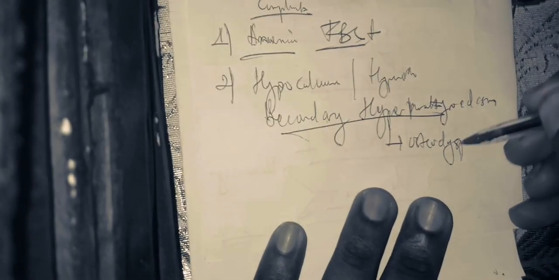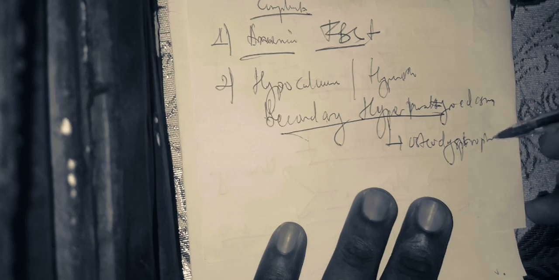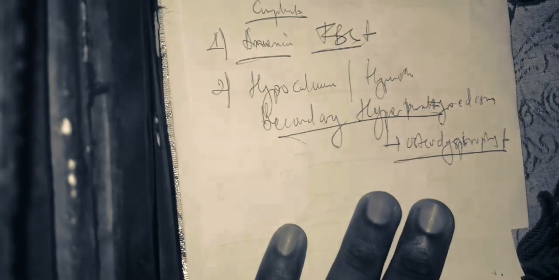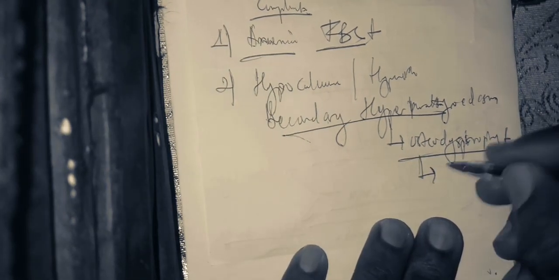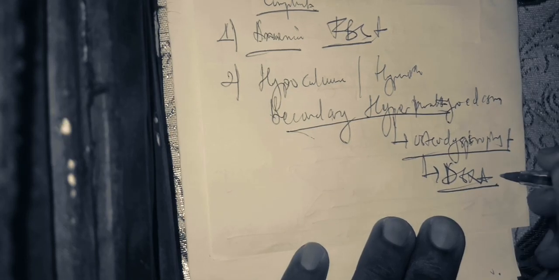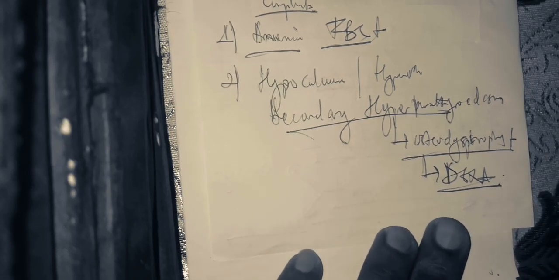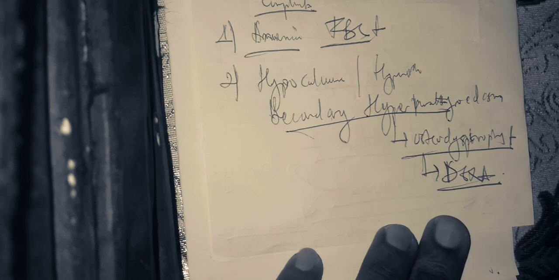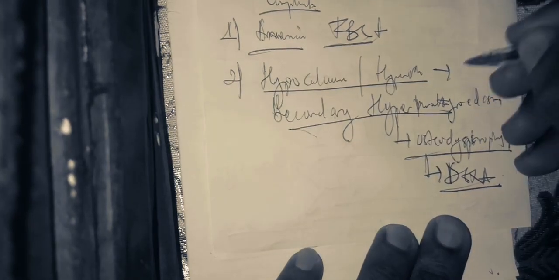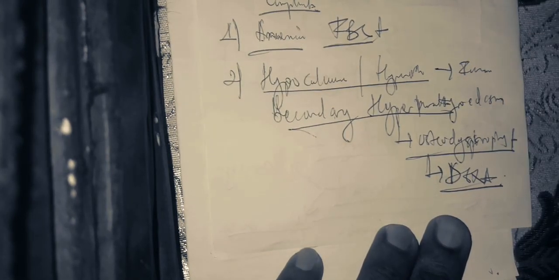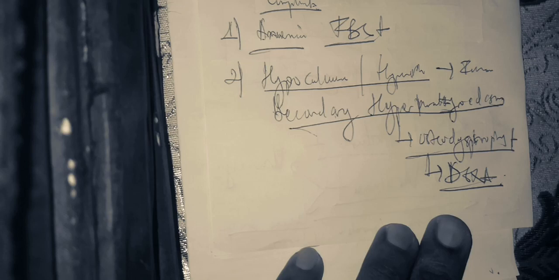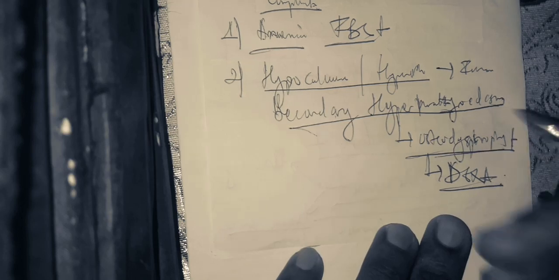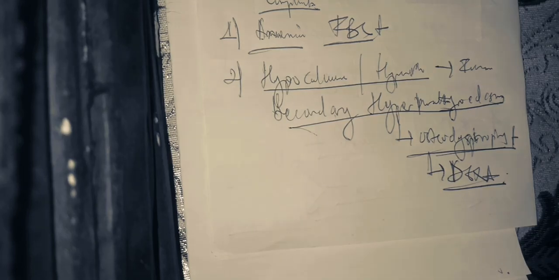osteodystrophy. And for osteodystrophy, you need to do the X-ray of the long bones to see the mineralization. And also to see the mineralization, you have to do a DEXA test to visualize the mineralization of the long bones. So those are the different elements. For the hypocalcemia and hyperphosphatemia, just ask for the ionogram to visualize the calcium level and the phosphate level. For the secondary hyperparathyroidism, you ask for the parathormone level, and for the osteodystrophy, you ask for the DEXA with the X-ray of the long bones.